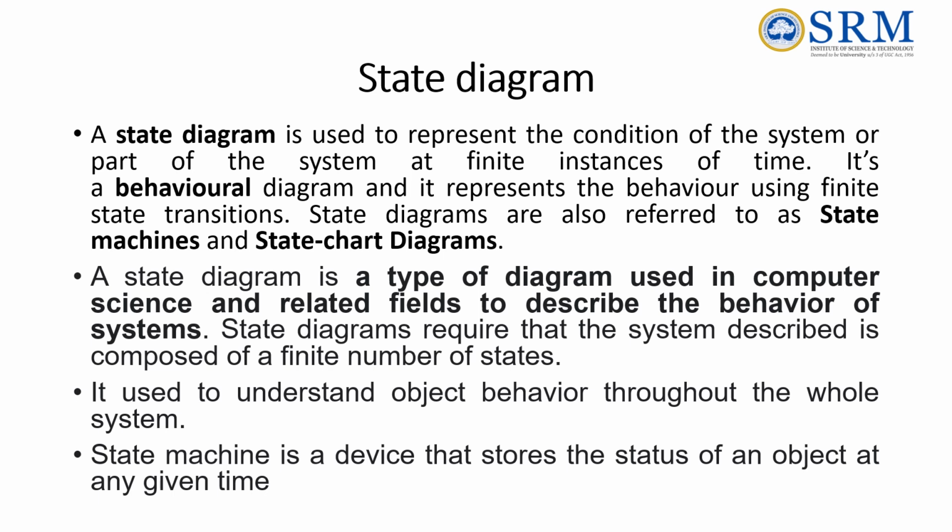We have to identify it. In computer science and related fields, there are different types of diagrams we use to describe the behavior of the system. So state diagrams are required for a system described as composed of a finite number of states. The state diagram is mainly used for the whole system, to show behavior throughout the system. A state machine is a device to show the status of an object at any given time.